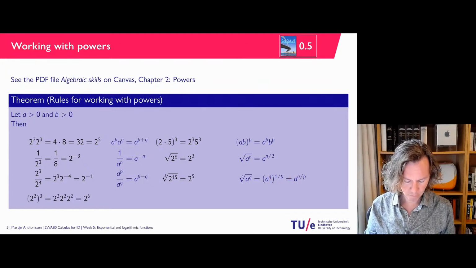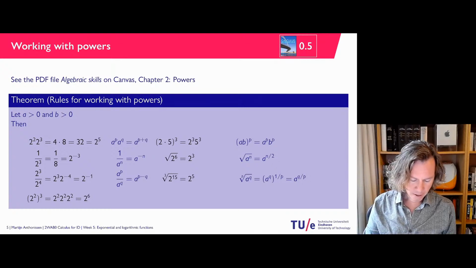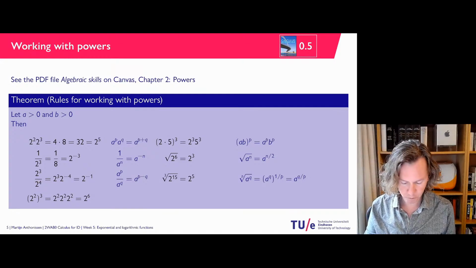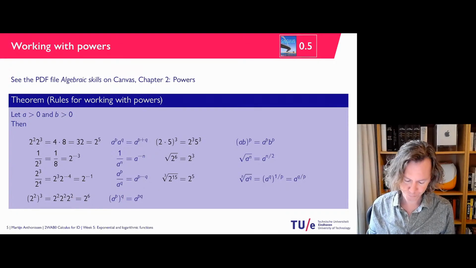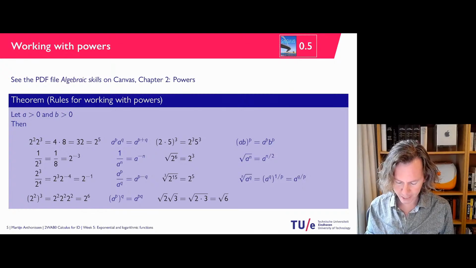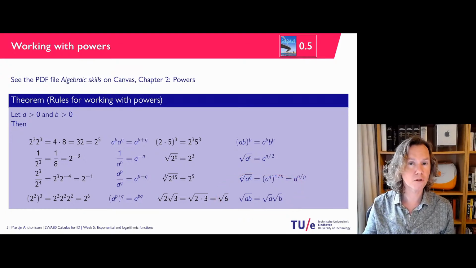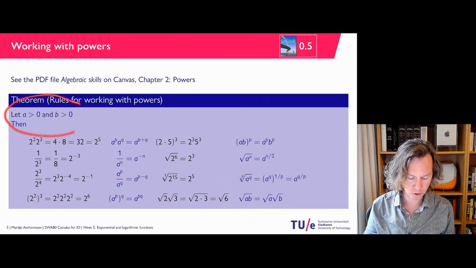And then finally, I think 2 to the power 2, so that's 4, to the power 3. That's 4 times 4 times 4. That's 2 to the power 6. So what you could also do, and that makes it a bit shorter, is p times q. And then really the last one, square root of 2 times square root of 3. That's the square root of 2 times 3. So in a formula, square root of ab is square root a times square root b, provided a and b are positive numbers. That's what I started with here.